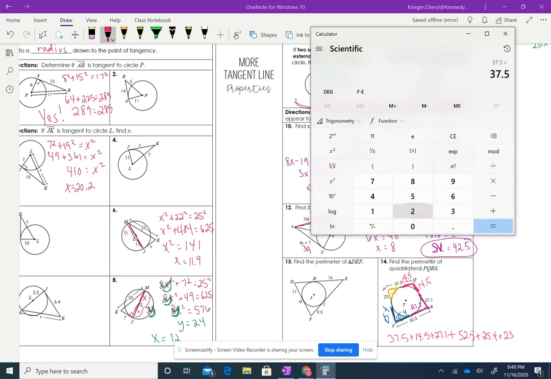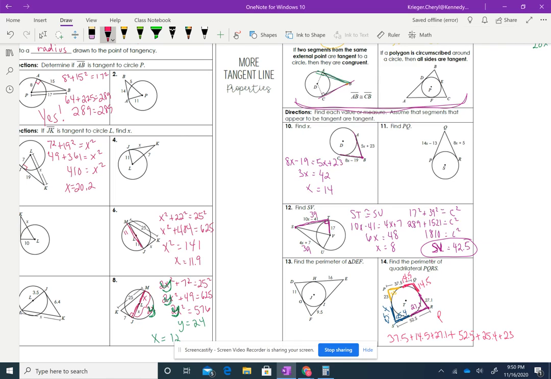37.5, 14.5, 27.1, 52.5, 25.4, and 23. Okay, so the perimeter of PQRS is 180.